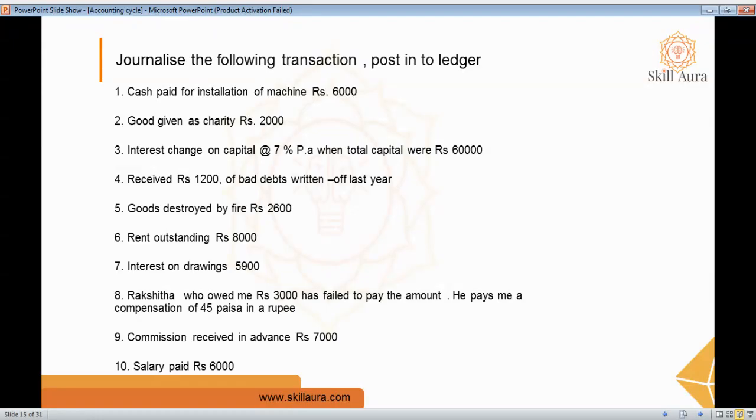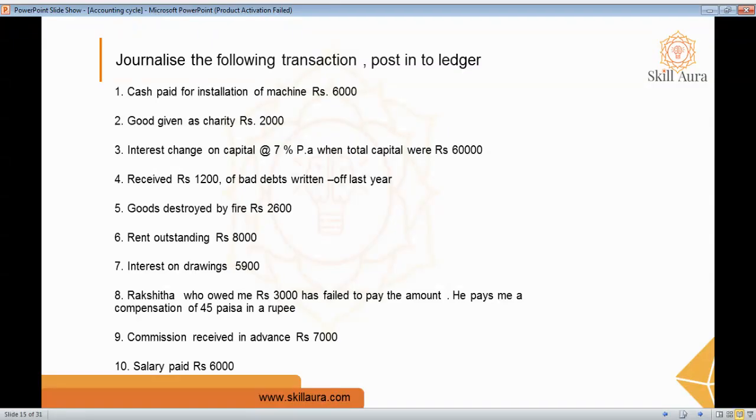And the next one is rent outstanding. Here you'll have two accounts, that is rent expenses account and account payable account. Here in the expenses account, you'll go and credit the account payable 8,000 rupees, and you'll debit the rent expenses in the account payable account with 8,000 rupees.